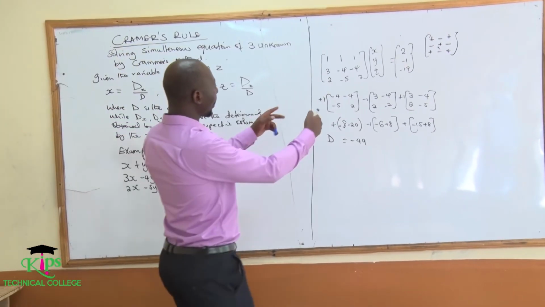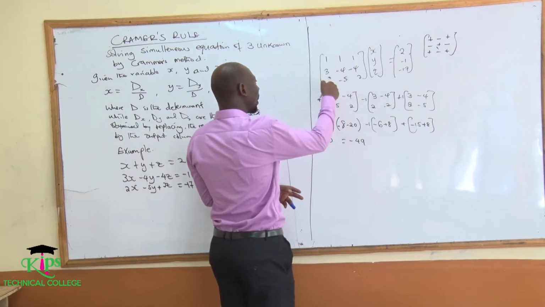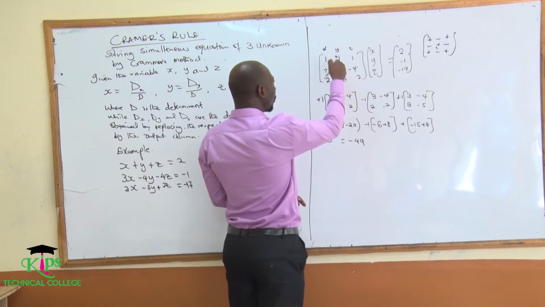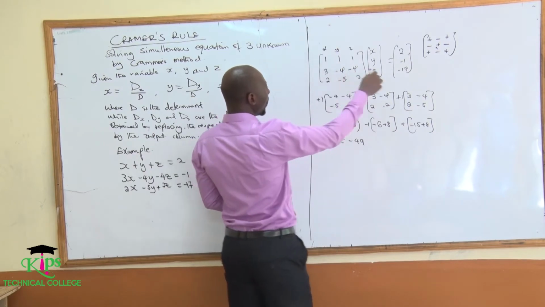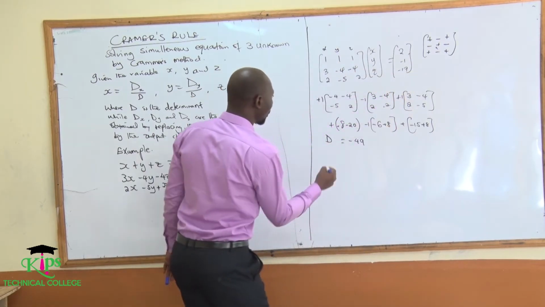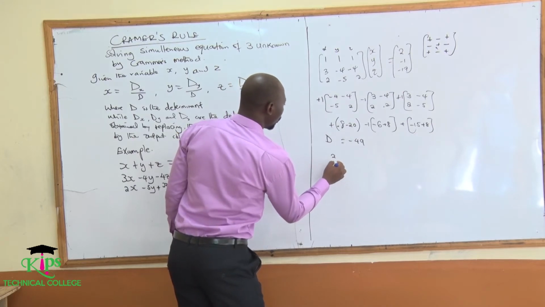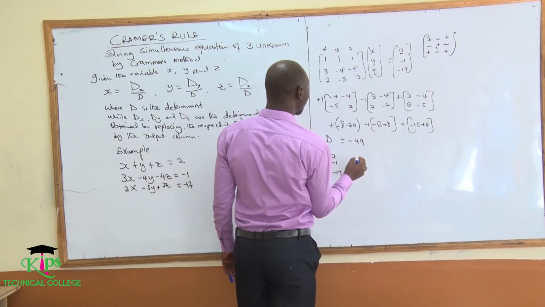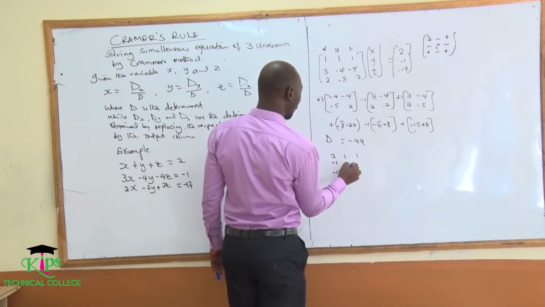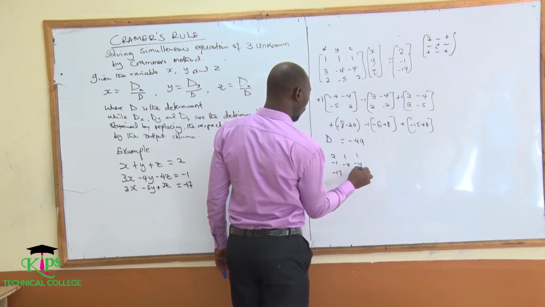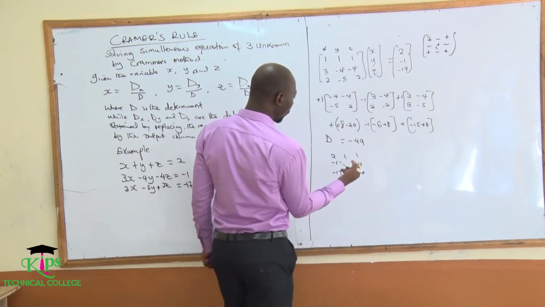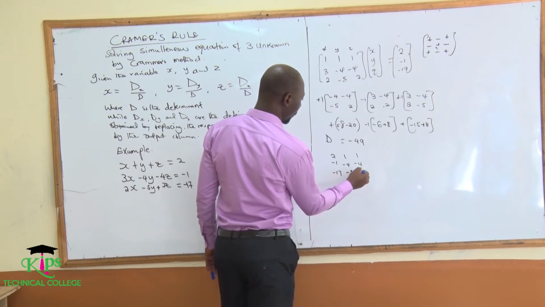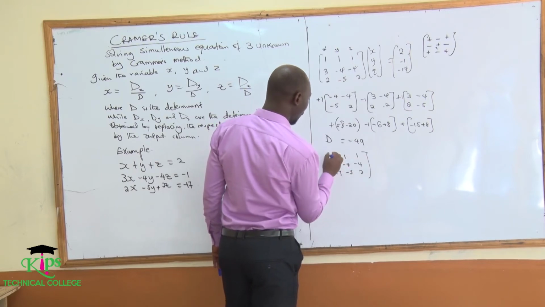For DX, you take the 3x3 matrix. This is the column of X, this is the column of Y, this is the column of Z. You take the column of X and replace it by the output. So the first column now becomes 2, negative 1, negative 17. Then the last two columns remain the same. That is 1, 1, negative 4, negative 4, negative 4, negative 4. Here becomes negative 5, negative 2 in that format.